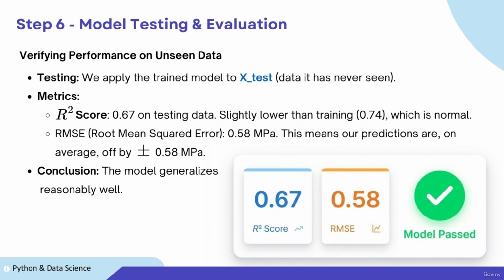Second, the RMSE, or root mean square error. It is 0.58. This translates to the real world. On average, our prediction of soil strength is off by plus or minus 0.58 megapascals. Depending on the engineering tolerance, this tells us if the model is safe to use.